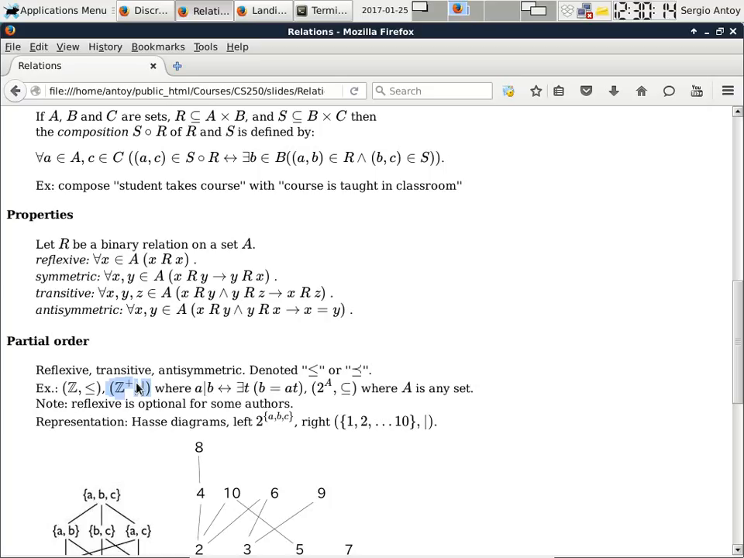Can I change the name because the bar is confusing? Let me call it divide. So divide is a subset of Z plus cross Z plus. Is this what you mean? Yes. So divide is a binary relation on Z plus. So it's a subset of the Cartesian product.